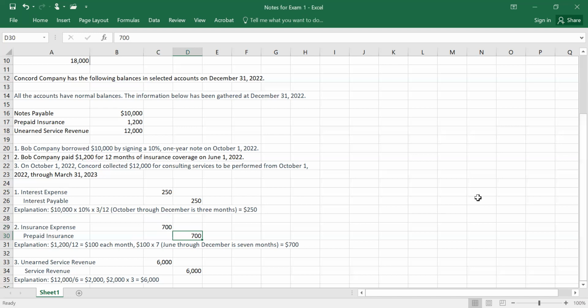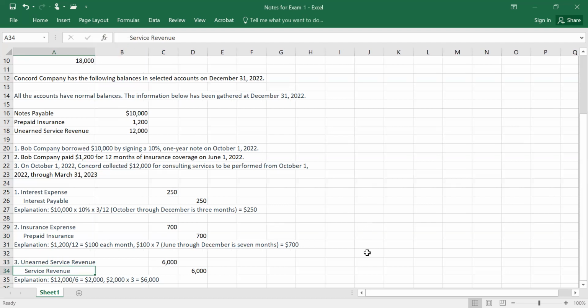And the last one, on October 1st, the company collected 12,000 for consulting services to be performed from October through March. The way we would figure that out is how much would it be per month? It's 12,000. The number of months is 6, right? October, November, December, January, February, March. That's 6 months. 12,000 divided by 6 is 2,000 a month. 2,000 times 3 is 6,000. So we debited unearned service revenue and credited service revenue for that 6,000. Again, the reason we did that is because we've now earned those services.